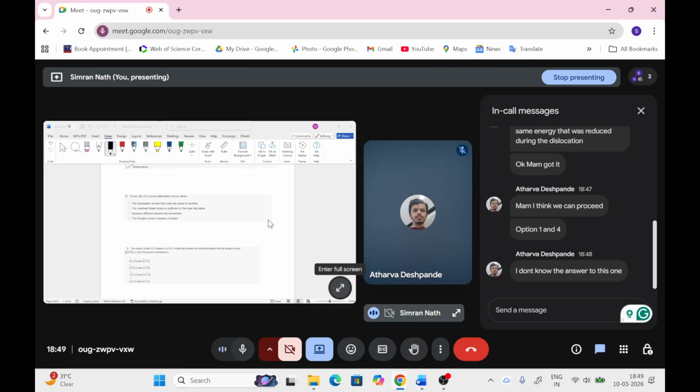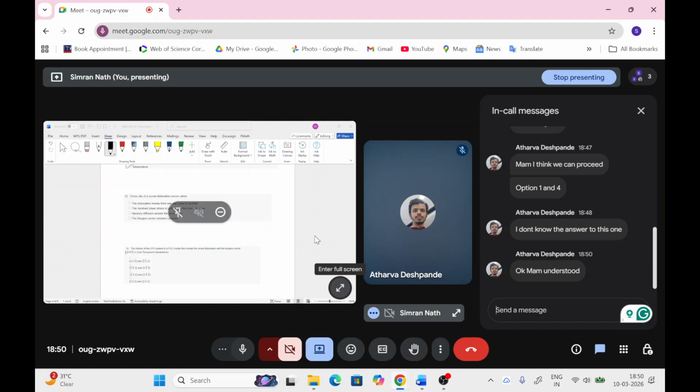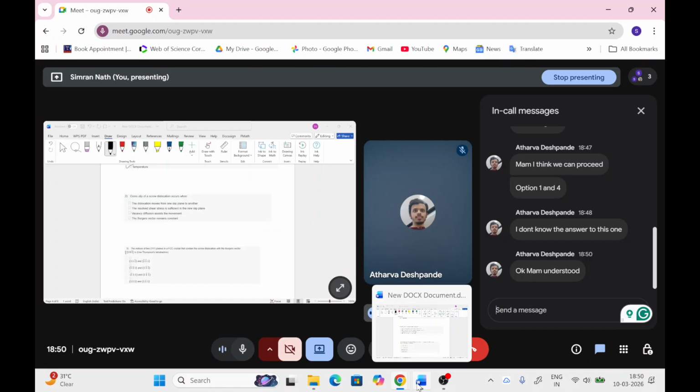The third option says that vacancy diffusion assists the movement. Vacancy diffusion happens in the climb process, not in cross slip, so the third option is incorrect. And the Burgers vector remains constant in every situation, whether cross slip or climb, in the screw or the edge dislocation. The Burgers vector will not change. So the first and second options are correct, and the fourth option is also correct: Burgers vector remains constant.